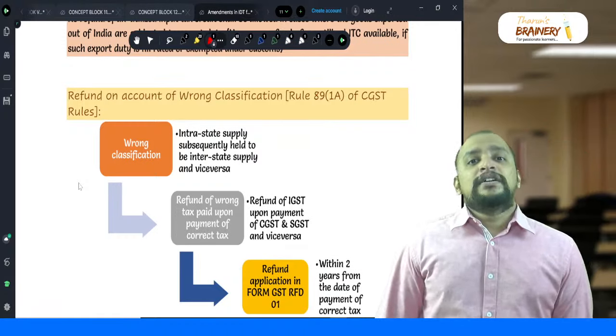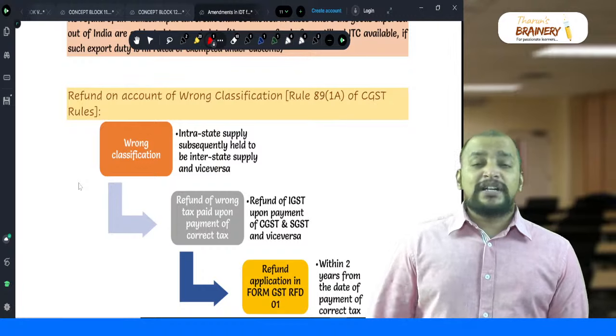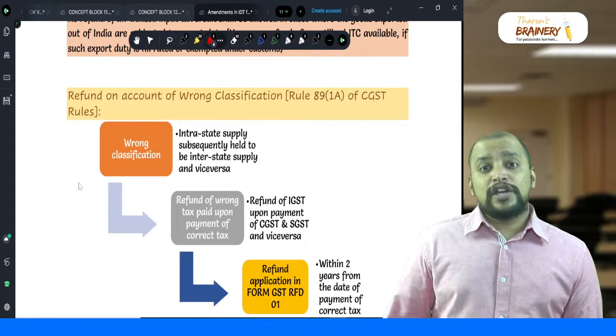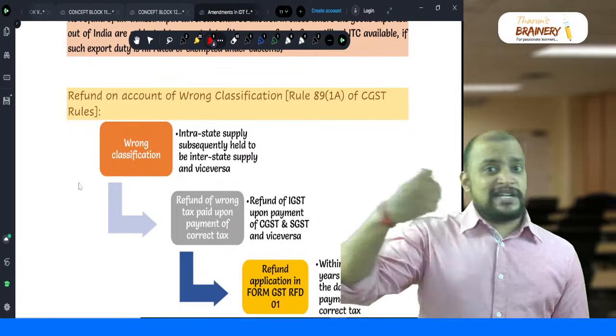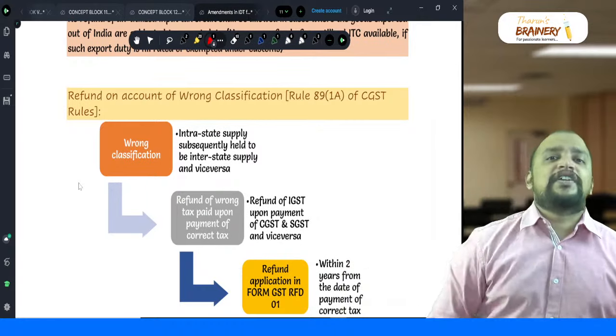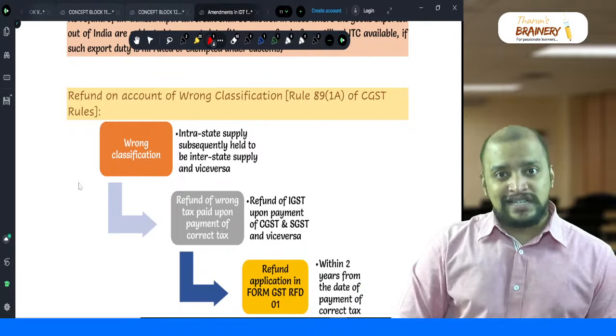I have made an interstate supply, made payment as interstate, but actually it is intrastate. So I should have paid CGST, SGST. I paid IGST. Now I need to again pay CGST, SGST and get the refund of IGST. Remember, first pay the correct tax and then get the wrong tax as refund.